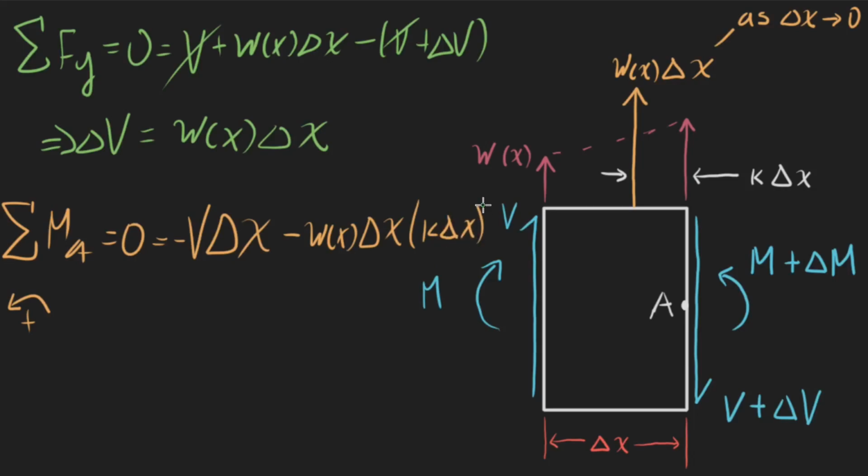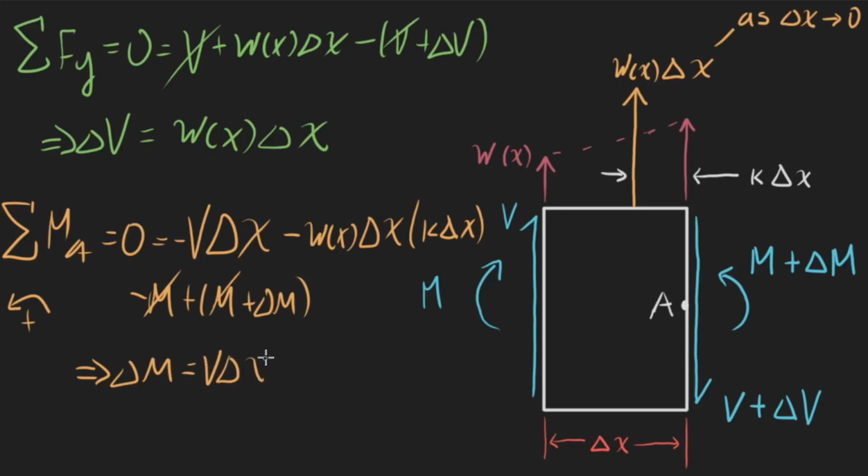All right, now we also have a minus M and a plus M plus delta M, so minus M plus M plus delta M. Again, our M's are going to cancel right here. And if we solve for our delta M, we get that it's going to equal our V delta x plus w of x k delta x.